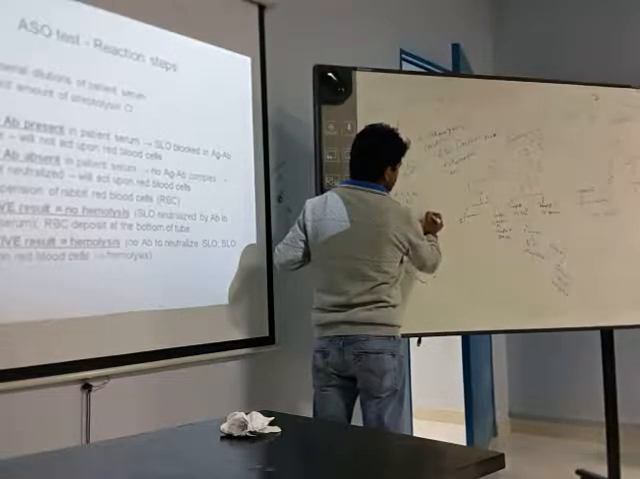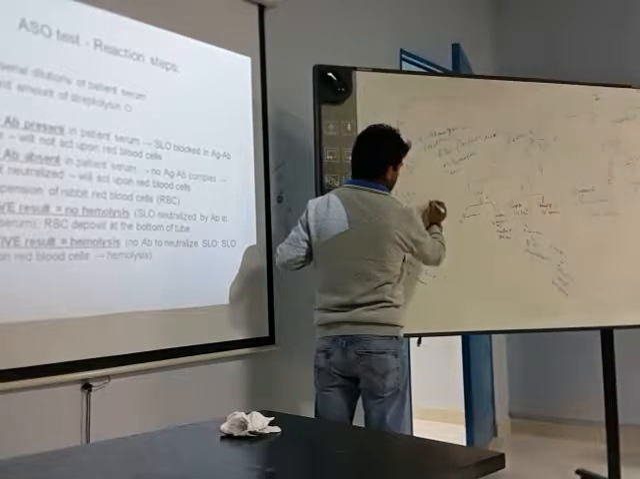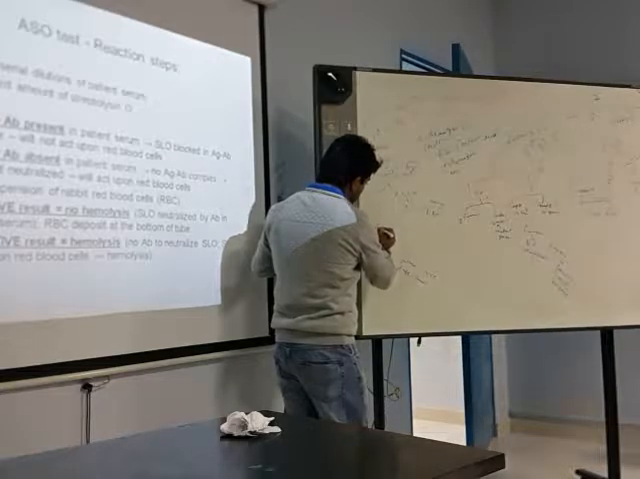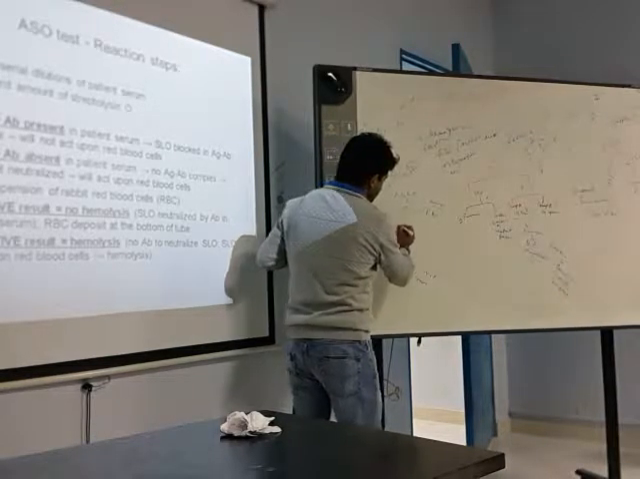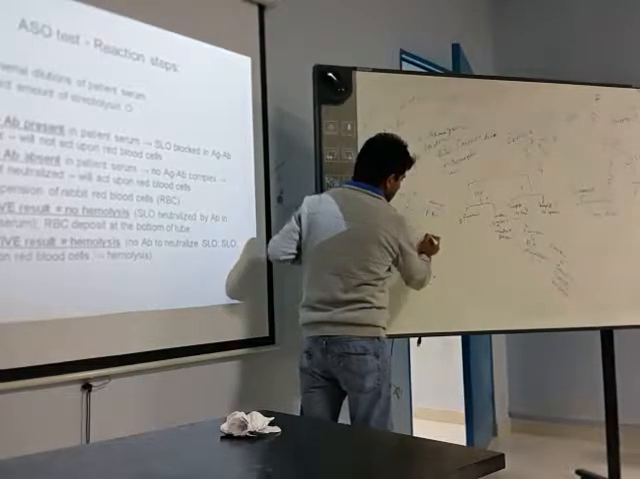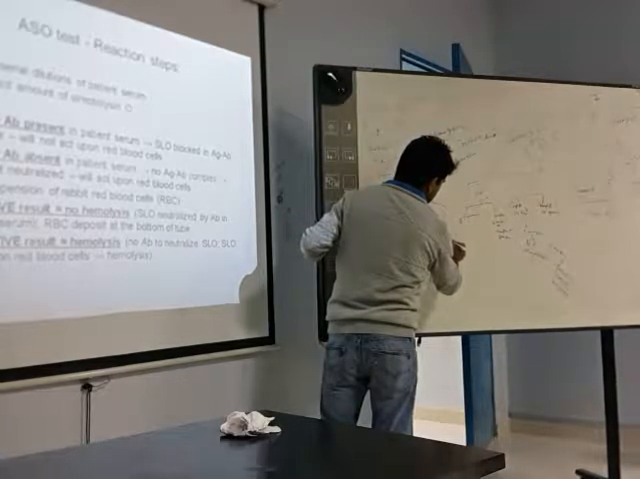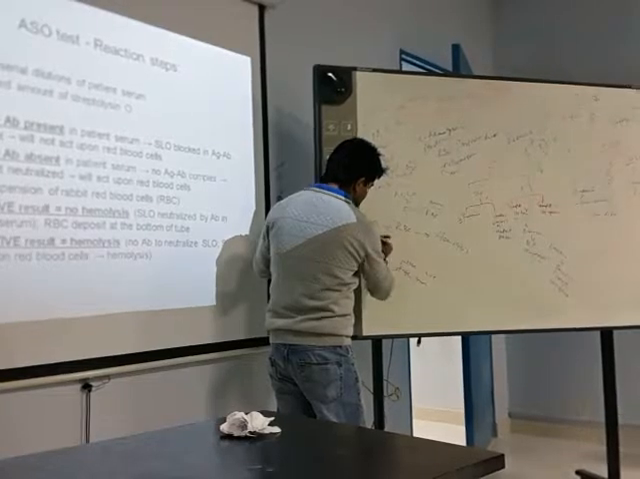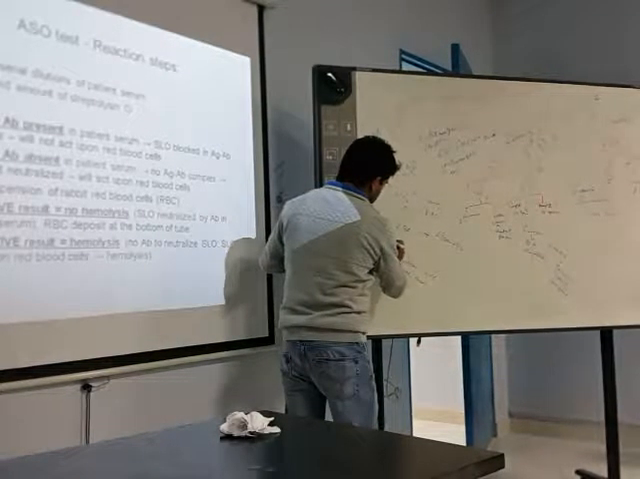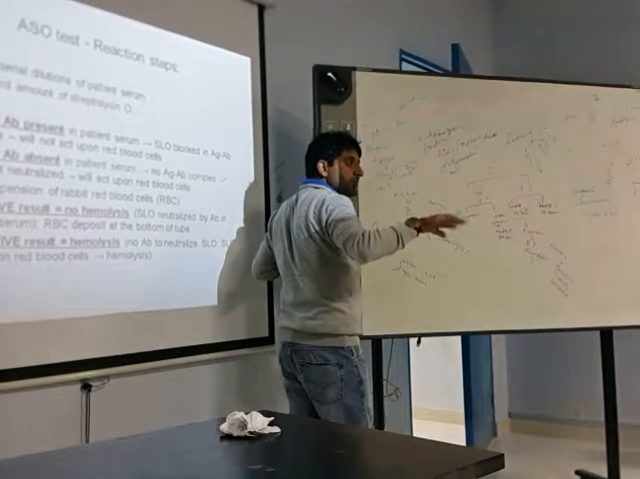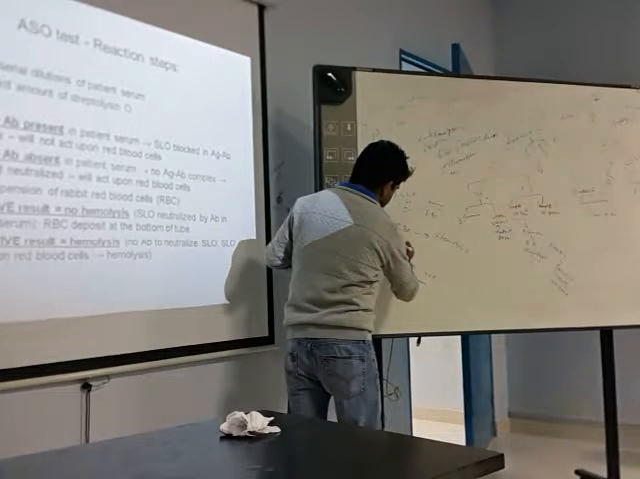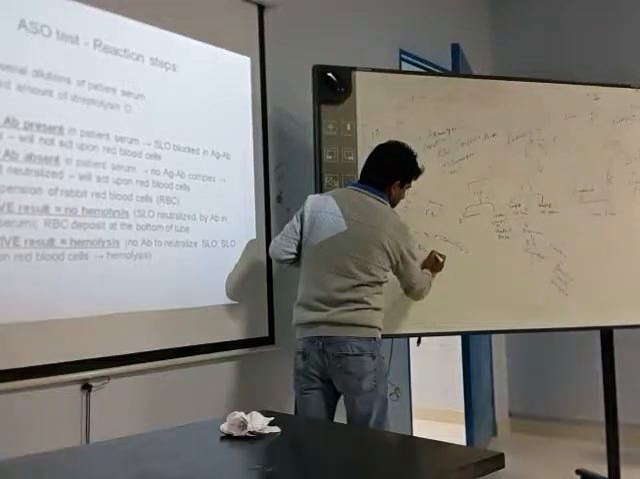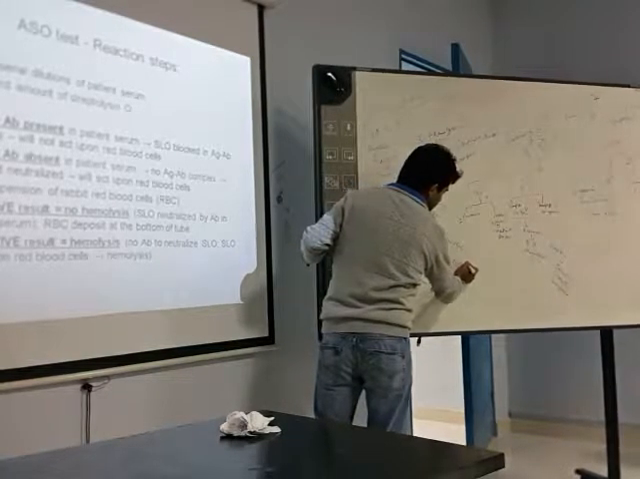O causes the hemolysis of RBCs, right? If this lysin toxin is present, plus RBC is present, it causes hemolysis. If this toxin is present, plus antibody produced inside the human body is present, plus RBC, then there will be no hemolysis.